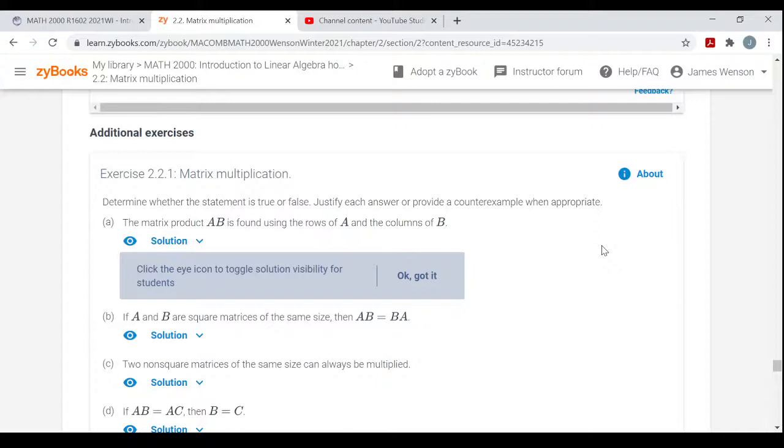All right, so that's it for section 2.2, this introduction to matrix multiplication. Again, please remember the size requirements, and that order matters. A times B is not always going to be equal to B times A when they're matrices. All right, and I hope you have a good time doing your own assignment, and thanks for watching.